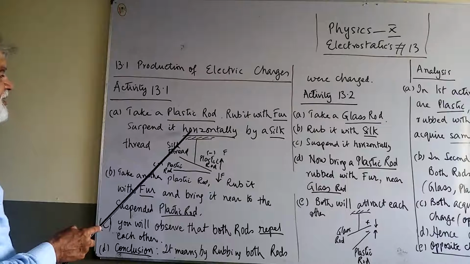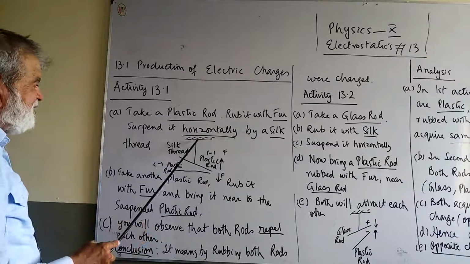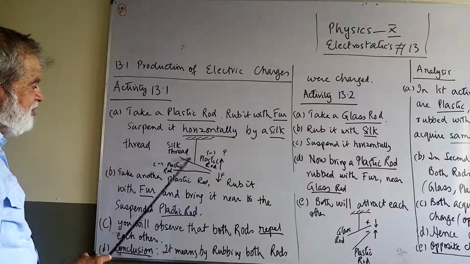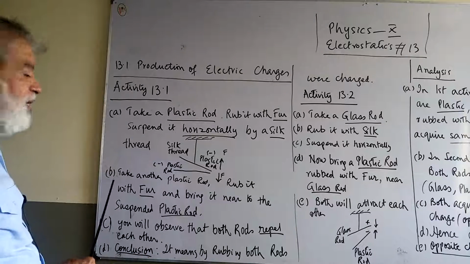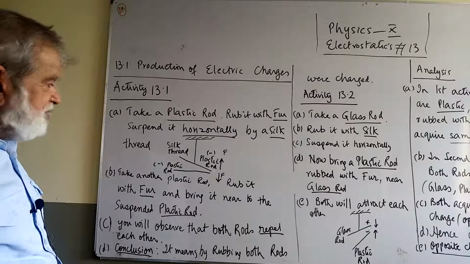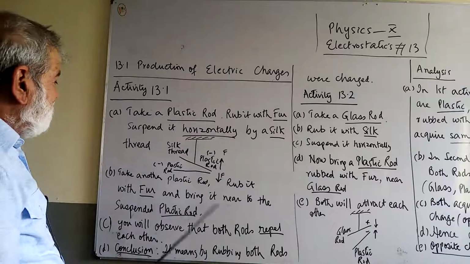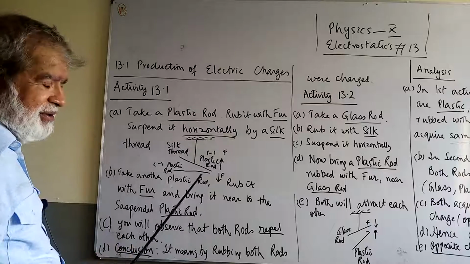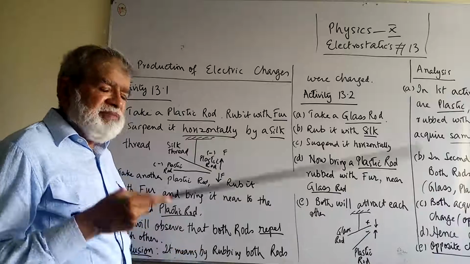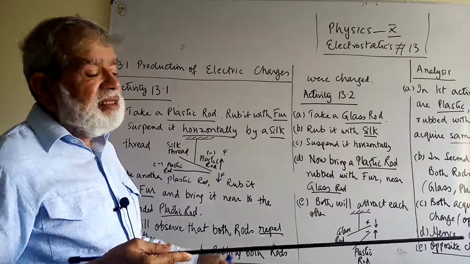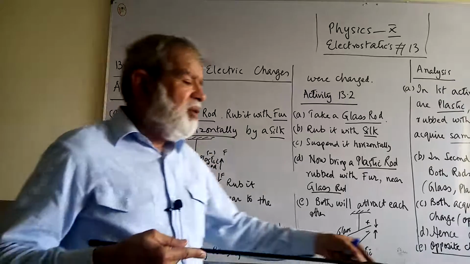Now suspend this plastic rod horizontally by a silk thread. So this is a silk thread and this is the plastic rod which you have suspended with it. Take another plastic rod, rub it with fur as you have done before, and bring it near the suspended plastic rod.